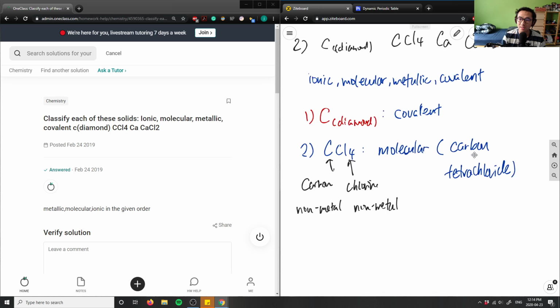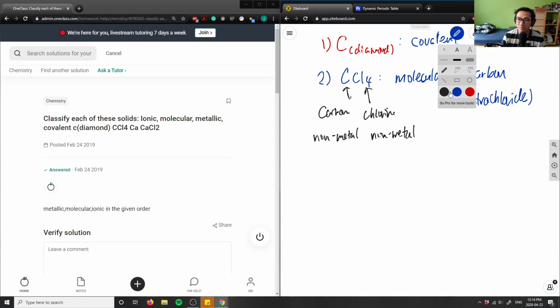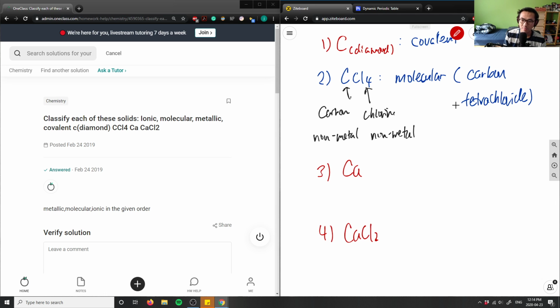And we have Ca and CaCl2. So let me write this down here. We have CaCl2. So let's look at Ca here. We have this metal here. This is calcium, right? Ca here is calcium, but it's not bonded to anything. So in this case, if calcium is not bonded to anything, you have a solid. This is simply just a metal, right? But you can't classify calcium in terms of these compounds here.